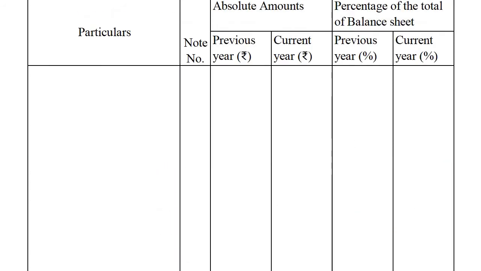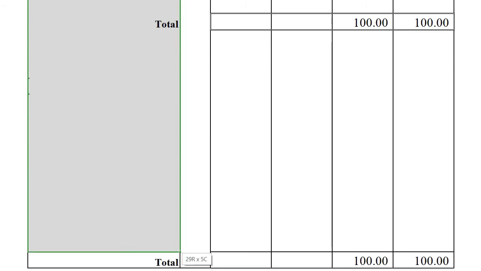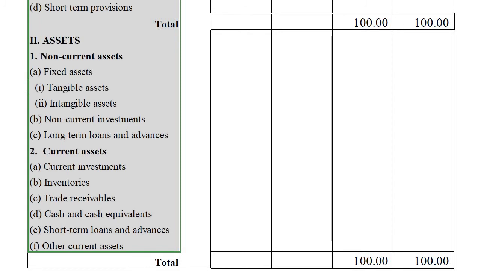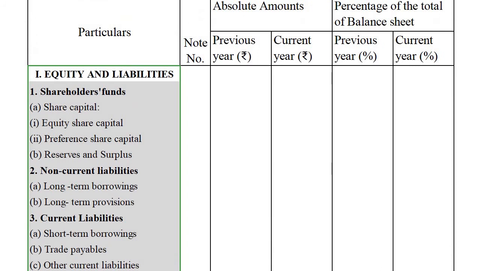Like that for the asset side also, total will be here and both the years will be considered as 100, total of both the years. Now all other items in the balance sheet will be similar to the balance sheet formats we have studied. Whatever we have studied in the balance sheet, the entire things will be written like that only. No other changes. Everything will be the same.